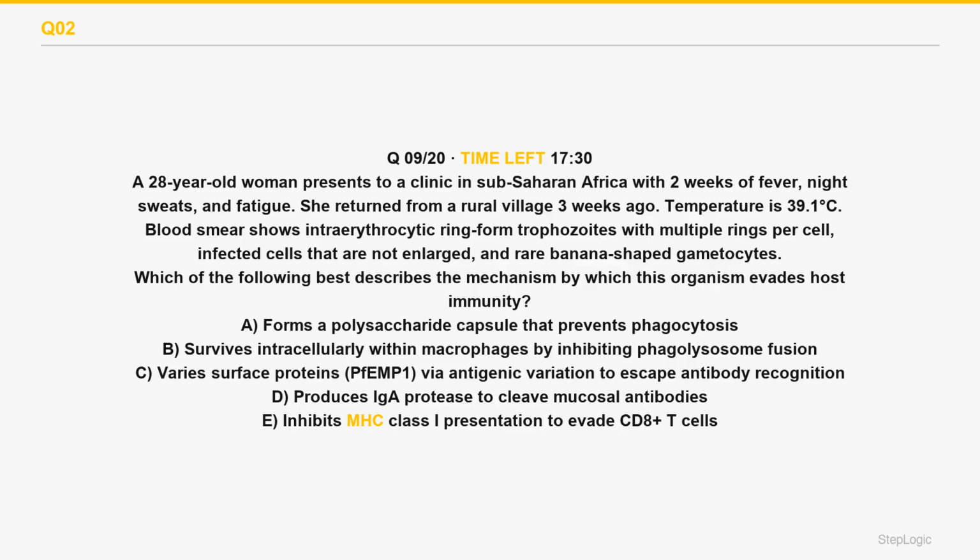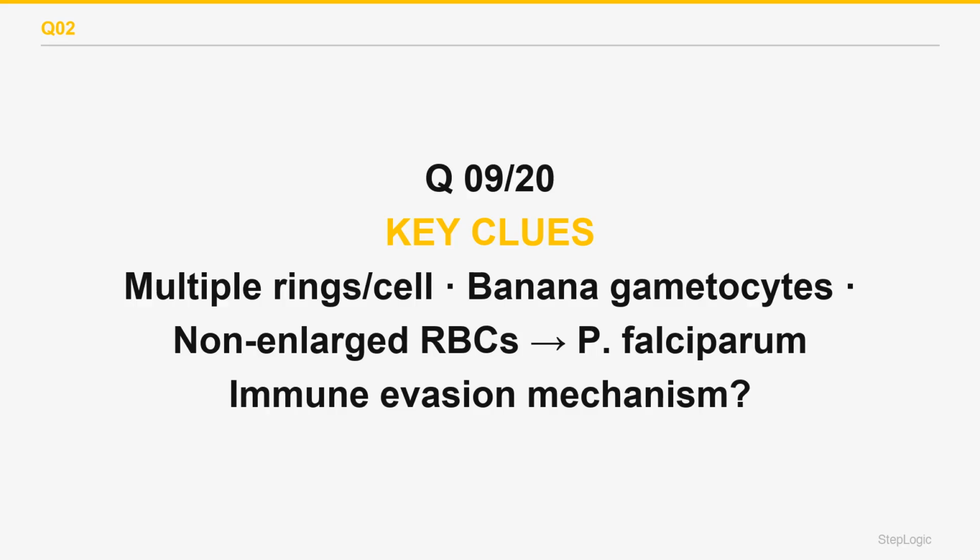Read the question stem. Mechanism of immune evasion. Multiple rings per cell, banana-shaped gametocytes, non-enlarged RBCs: Plasmodium falciparum, the most deadly malaria species. P. falciparum expresses PfEMP1, Plasmodium falciparum erythrocyte membrane protein 1, on the surface of infected red cells. PfEMP1 mediates cytoadherence to endothelial cells, causing microvascular obstruction and rosetting of uninfected RBCs.